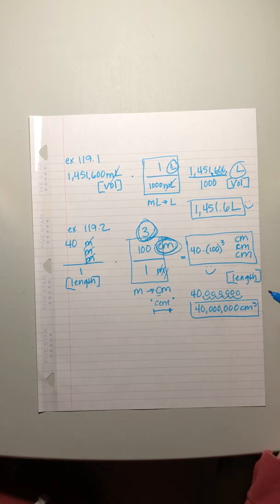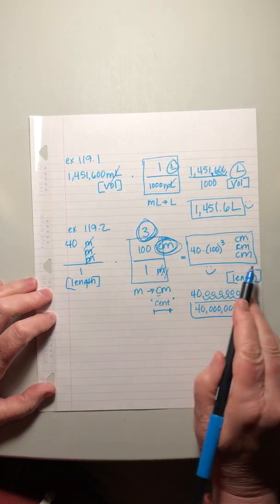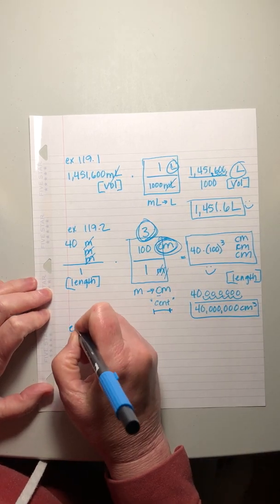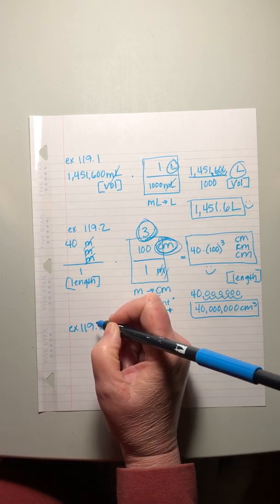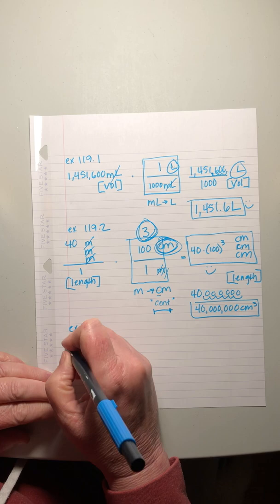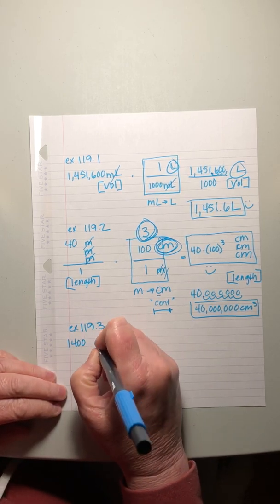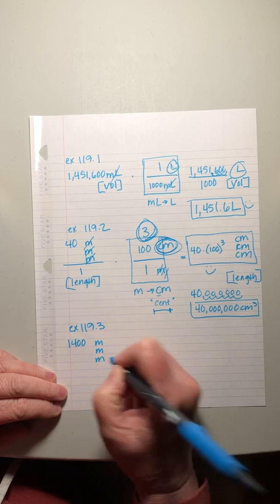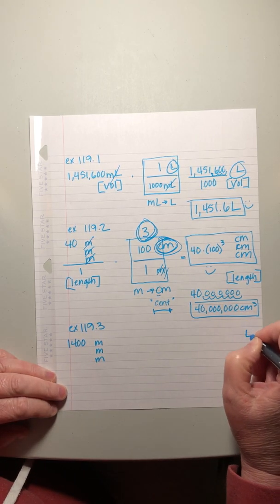Okay, so you can imagine what's coming. Here we did volume to volume. Here we did length to length. And now for our last one, you know what we're going to do. We're going to mix it up. We're going to convert 1,400 cubic meters, okay, so I remember to write it 3 times, to liters.